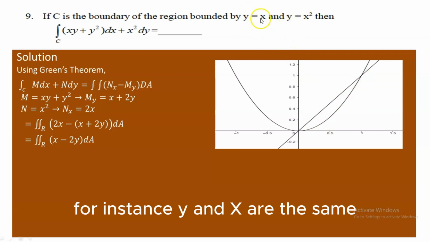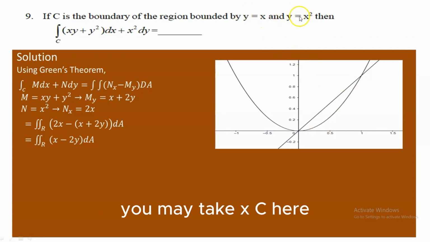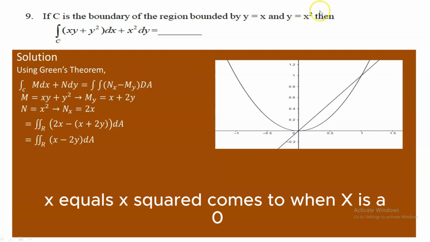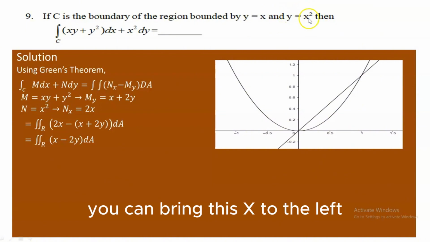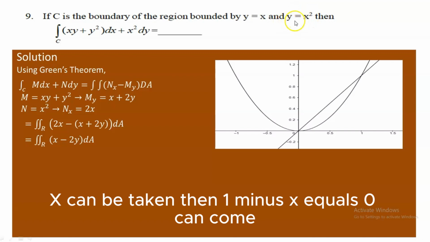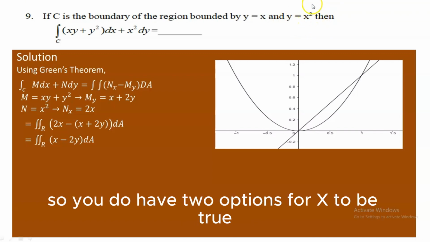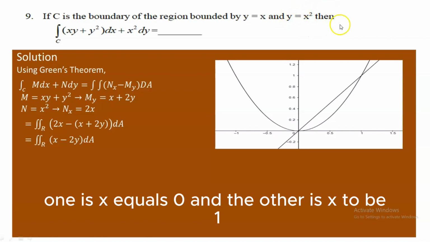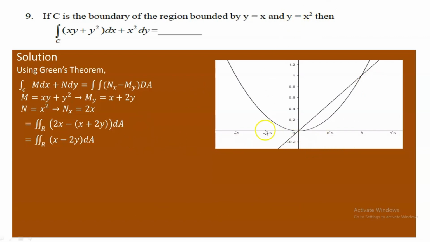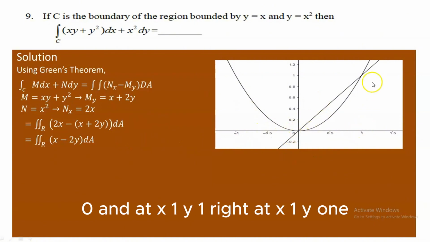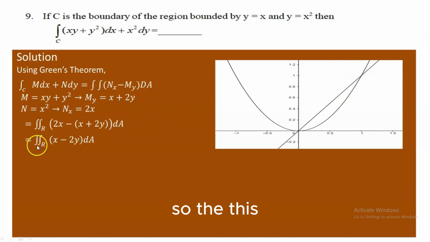For instance, y and x are the same, so in place of y here, you may take x. x equals x squared holds when x is either 0 or 1. Or you can bring this x squared to the left, take x out, and then 1 minus x equals 0. So you have two options for x: either x is 0 or x is 1. Based on this, you can find the points of intersection at (0, 0) and at x = 1, y = 1, right? So this integral is going to be performed over this region, right, students?